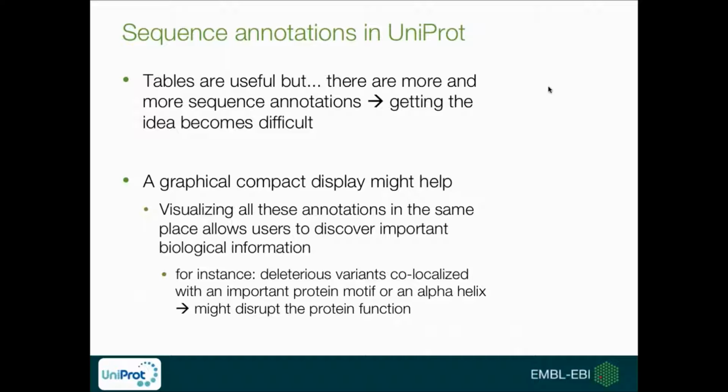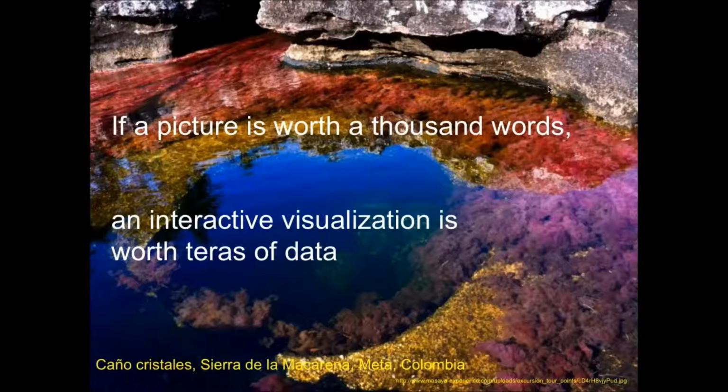So the tables are useful, but there are so many annotations that sometimes it can be difficult to get the idea about what all these sequence annotations are telling us. A graphical compact display would be useful in this case, because the visualization of all these annotations in the same place may allow users to discover important biological information. For instance, if you are looking for a variant which is deleterious, meaning that it will damage something, and it is colocalized with an important protein motif, an alpha helix, or an active site, then that might be a disruption of the protein function. That is something that you can get more easily with a visual display than with a table-based display.